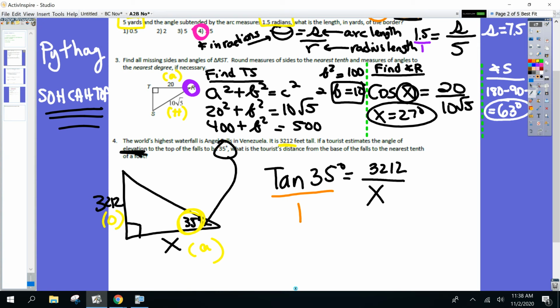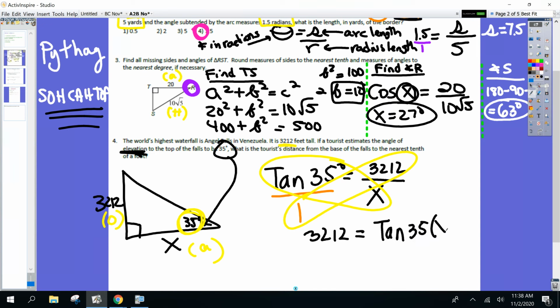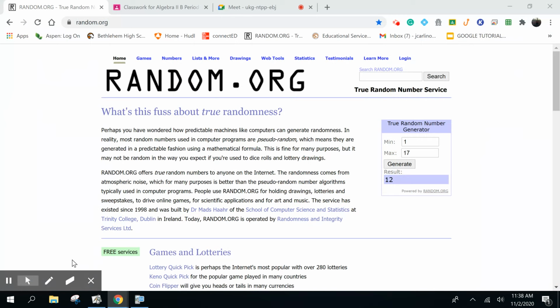Go ahead, I'll do it with you. 3,212 equals, cross multiply, times x. All right, what's your last move here, guys? Your last move to get x all by itself.